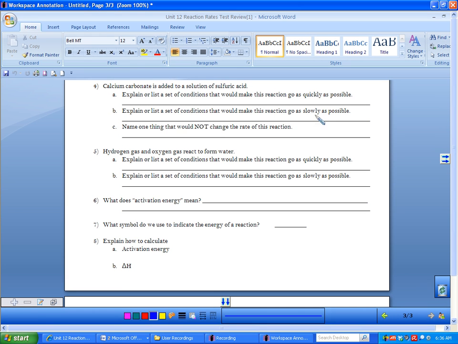Okay, number 4 says calcium carbonate is added to a solution of sulfuric acid. Explain or list a set of conditions that would make this reaction go as quickly as possible. Well, the acid needs to eat away the calcium carbonate, so I want to increase the concentration of the acid if I want to speed it up. And sometimes that's not a good idea because it could be dangerous, so we could make sure that calcium carbonate was powdered, so we could grind up the calcium carbonate. We could also do something like increase the temperature.